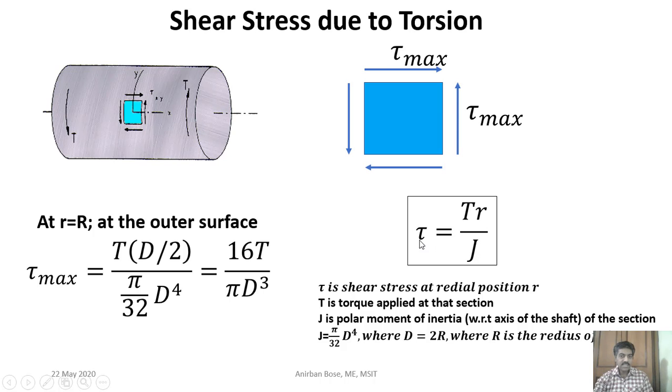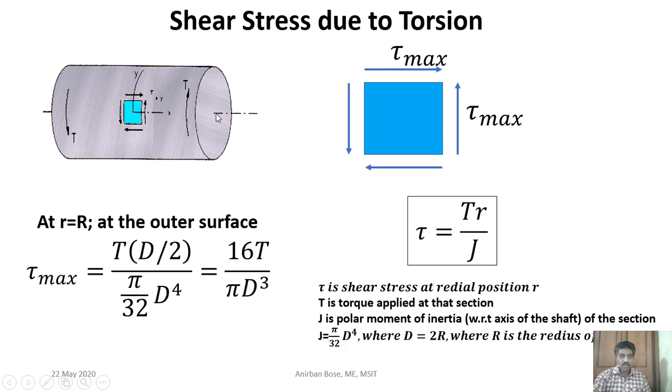So you can see that this shear stress is not the same throughout the cross section. This shear stress is continuously varying from the axial location to the outer periphery. At the outer periphery, the shear stress will definitely be maximum because there r is maximum, and at the axial location the shear stress will be 0 because r will be 0. So shear stress increases as you move from the axial location to the circumference. This is how the shear stress varies within a cross section.